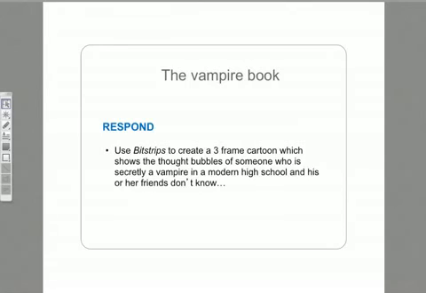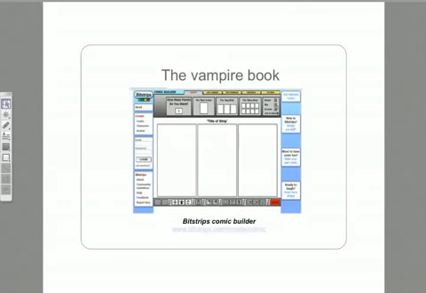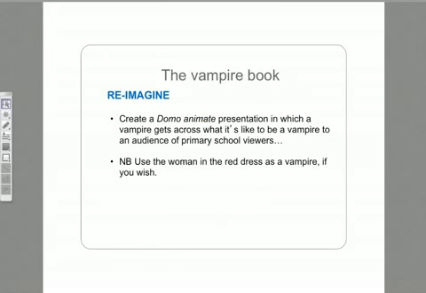The Respond task was using bit strips. Create a 3-frame cartoon which shows the thought bubbles of someone who is secretly a vampire in a modern high school and their friends don't know. So that's a lot of fun, making a cartoon that other kids in your classes can comment on. There's the Bit Strips comic builder, very nice and easy to use.